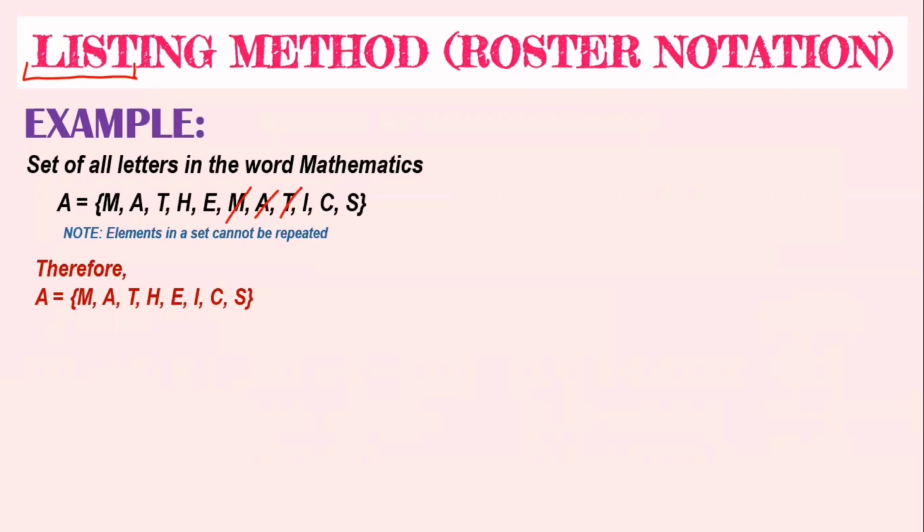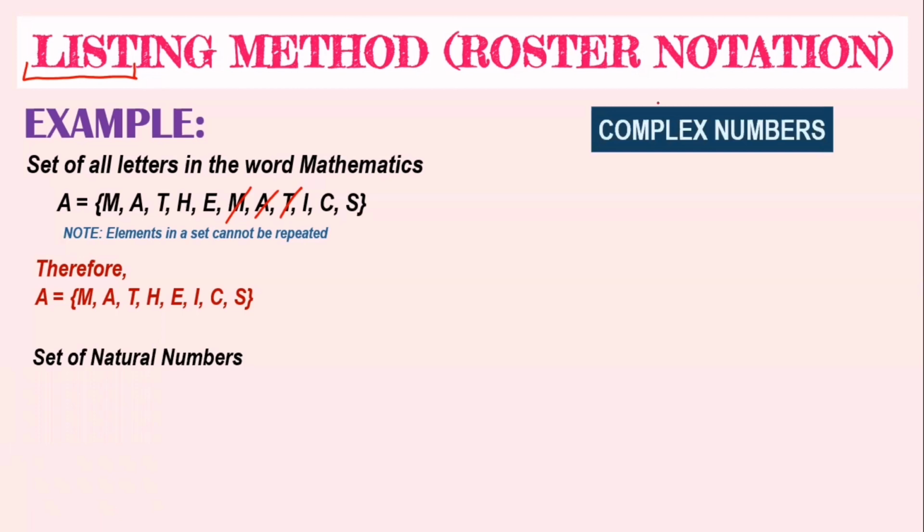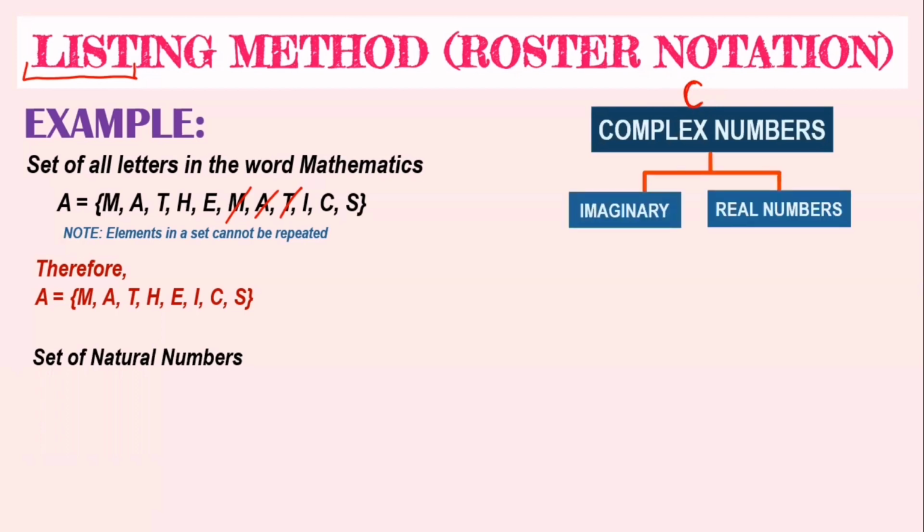Okay, so next, let's say we have the set of natural numbers. Before we proceed with that, let us recall our number system, so that later when we say natural, whole number, integers, real number, we can quickly understand which sets we are talking about. Okay, so let's have first the complex numbers. This is denoted by the letter C. Okay, and our complex numbers are the imaginary and the real numbers. Our imaginary numbers are denoted by the symbol i.